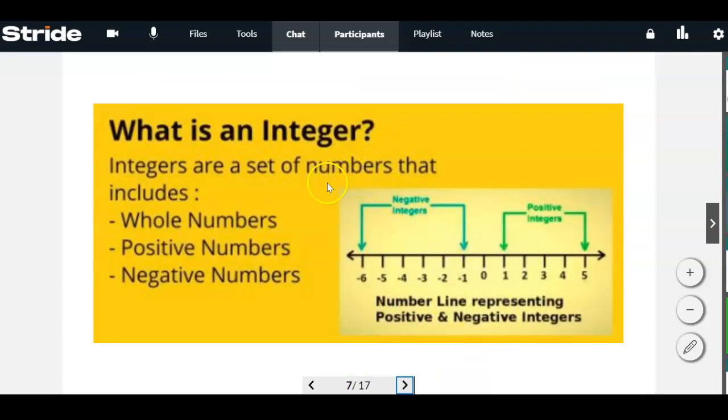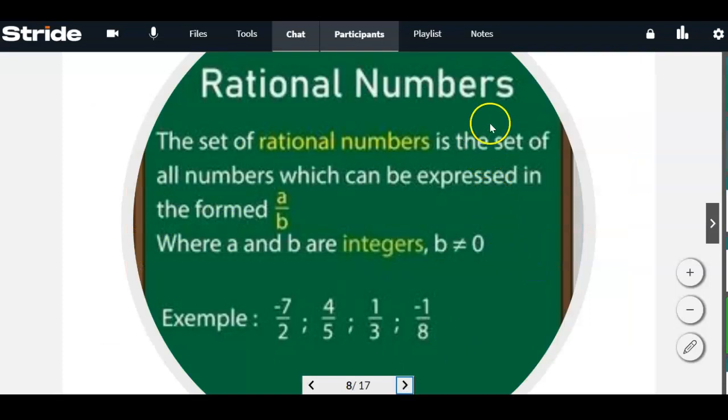What's an integer? It's a set of numbers that includes whole numbers, positive numbers, and negative numbers. And here's a number line to show you the integers. Rational numbers: the set of rational numbers is all numbers which can be expressed in the form of a over b, where a and b are integers, b cannot be 0. So here are some examples, and all of these can be changed to decimal numbers. So this would be 0.8, this would be repeating 0.3, but those are rational numbers because they repeat or terminate.